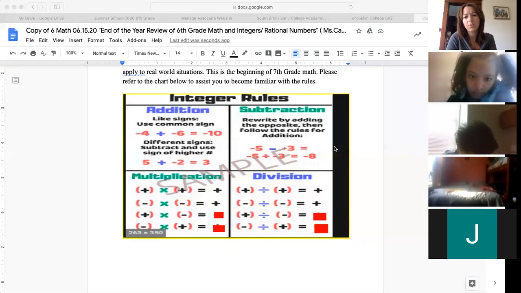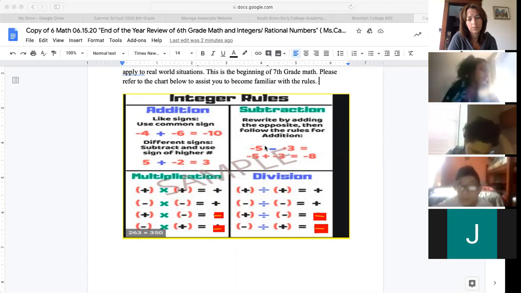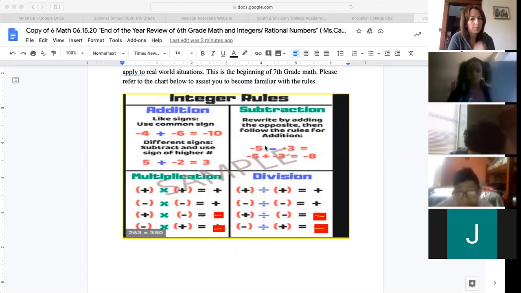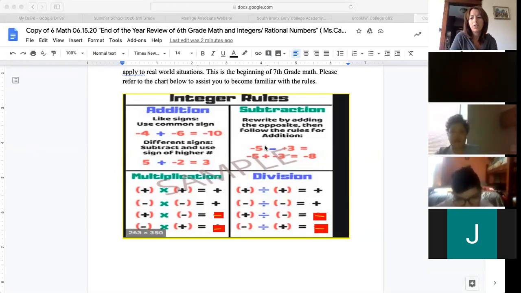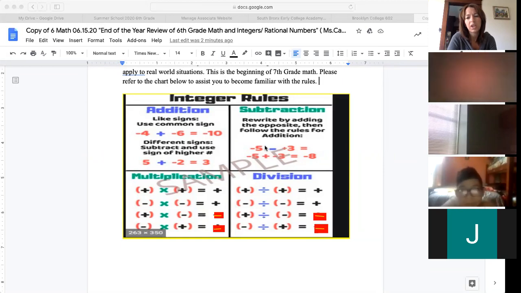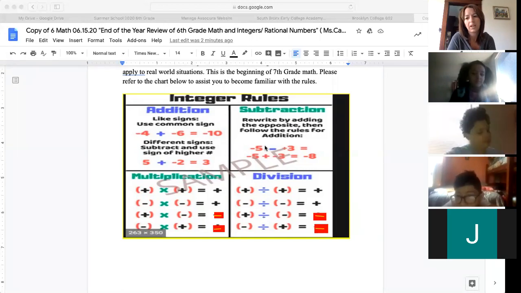Okay, Omar, can you read the subtraction for me, please? Can you read where it says subtraction? What does the word say here? Rewrite by addition of the opposite, then follow the rule for addition. Can you read the numbers in red and blue, please? Negative 5 minus positive 3 equals negative 5 plus negative 3 equals negative 8. So remember, when we're doing subtraction, Omar, we have 3 words that we use: keep, change, change, KCC, because you're doing the additive inverse. Every subtraction integer question gets turned into an addition sentence. Then you apply the addition rules that Aiden read.